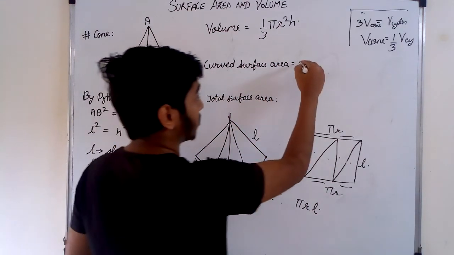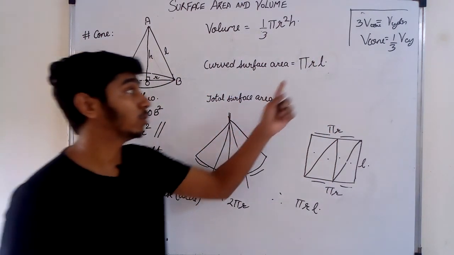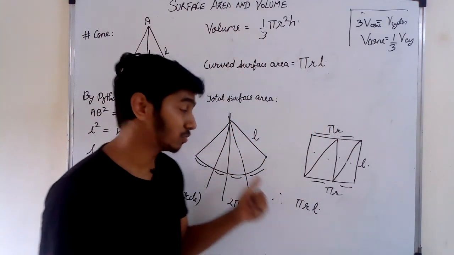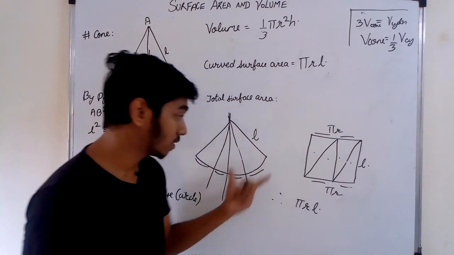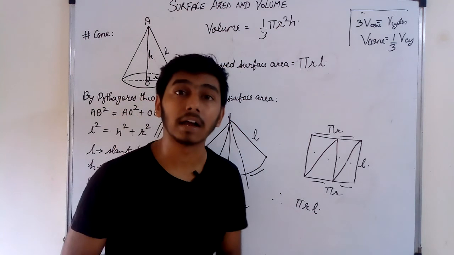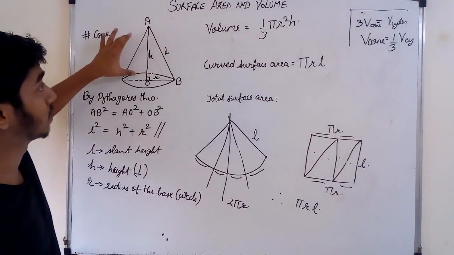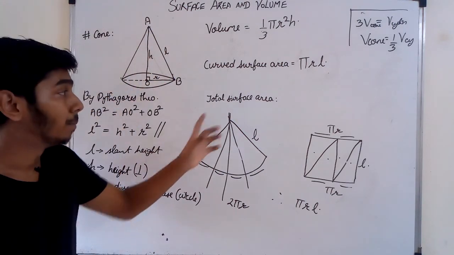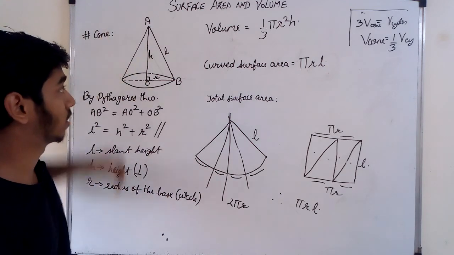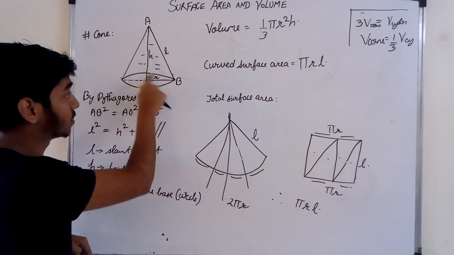Pi rl, I tried to make this as easy as possible. Okay, so if you have not understood, make sure that you check it or see this part once again. You'll hopefully understand it. Okay, so curved surface area is pi rl. Now total surface area. So curved surface area was just this part, excluding the base. But total surface area will be this curved surface area, this whole area, plus this base area.